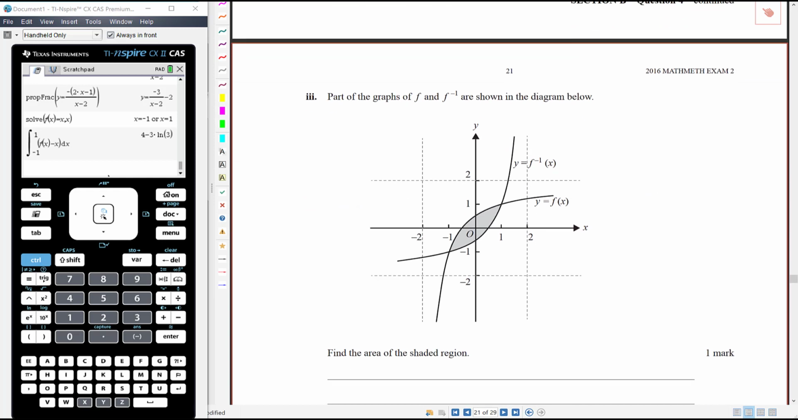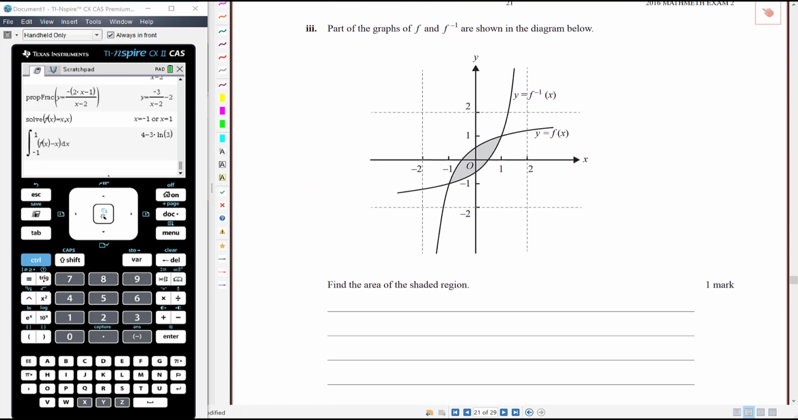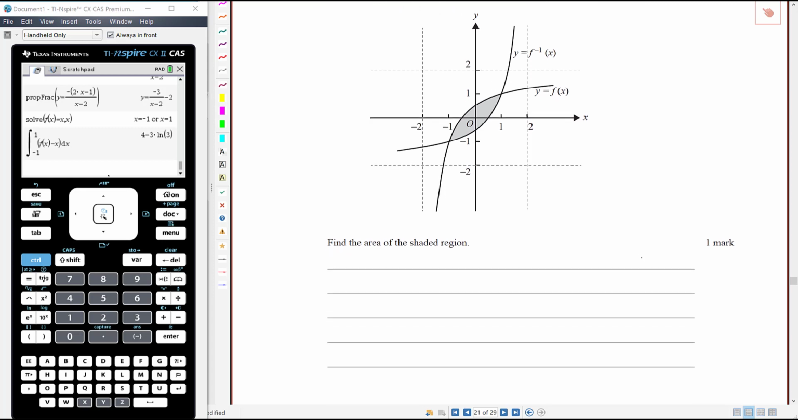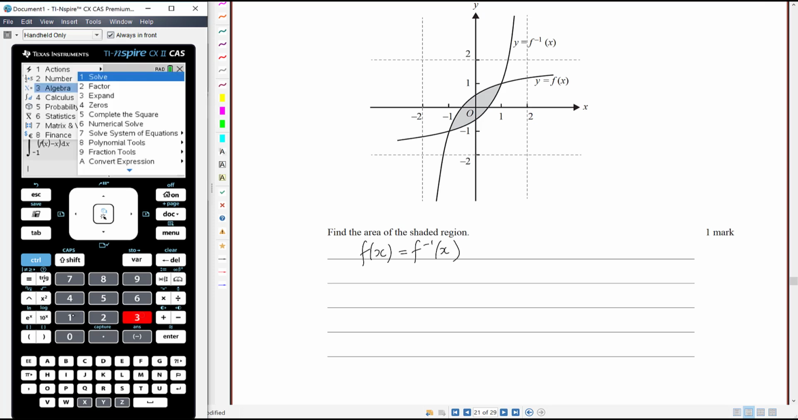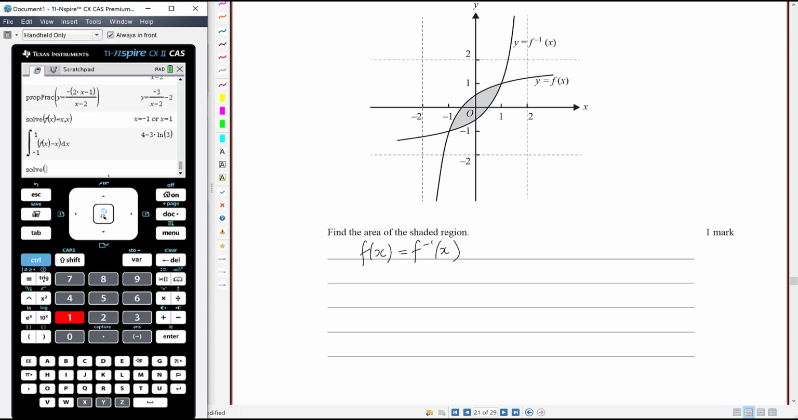Okay, part 2, part of the graphs of f and the inverse of f are shown in the diagram below. Find the area of the shaded region. Okay, so we can do exactly the same thing. We can find when f of x equals the inverse of f. We still need to do this, so menu 3.1. Solve f of x equal to, now I haven't got the inverse defined, but it was this function up here. Just need to get rid of that extra little y equals that's in there. So that was my inverse function. I'm going to make them equal.